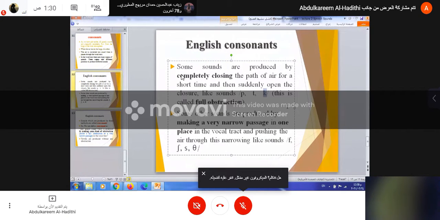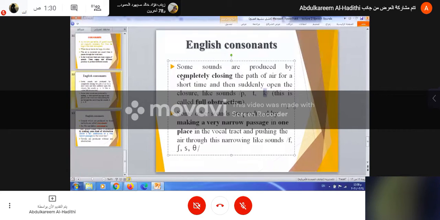Or sometimes we make a very narrow passage in the path of air and we push the air through this very narrow passage. Here, when we push the air through a very narrow passage, a friction is created.